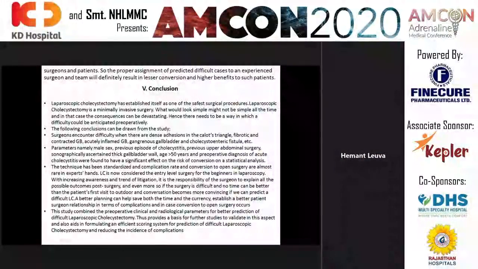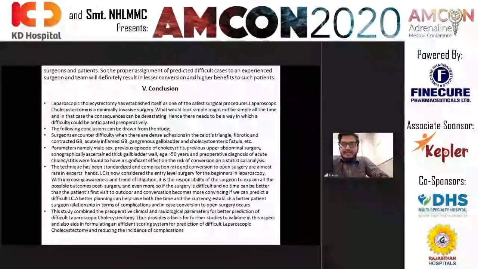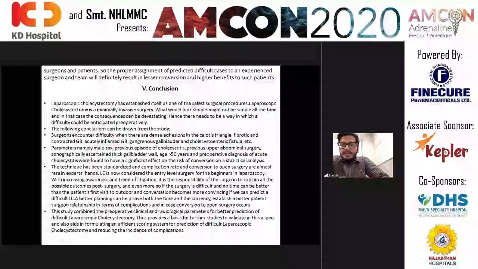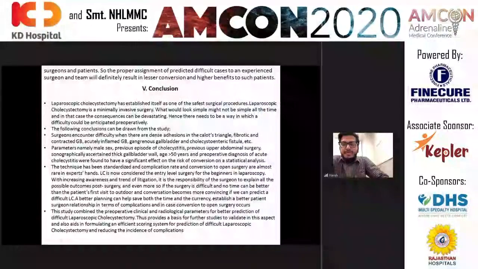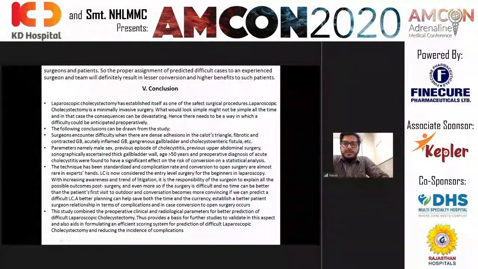This study combined the preoperative clinical and radiological parameters for better prediction of difficult LC. Thus, it provides a basis for further study to validate it, and also aids in formulating an efficient scoring system for prediction of difficult LC and reducing the incidence of complications.